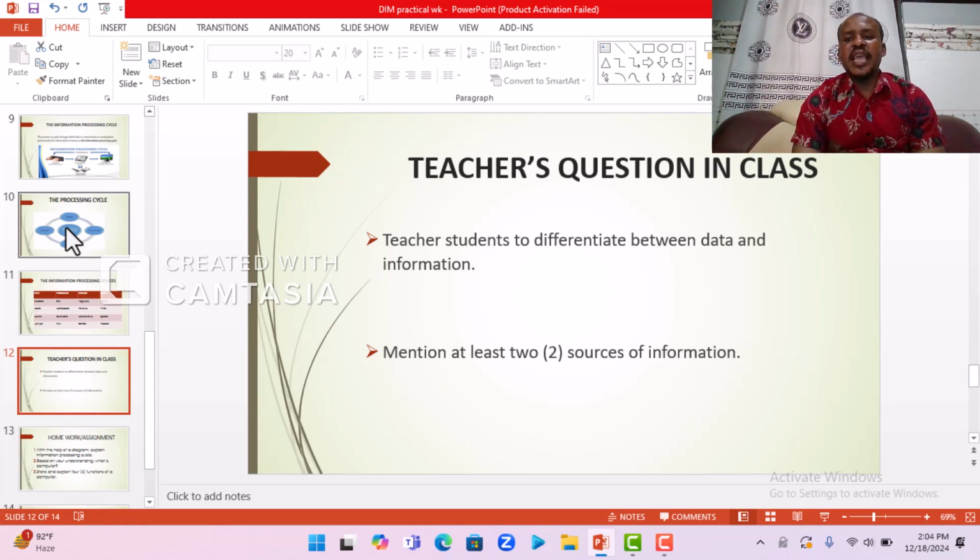Now, teacher's question in class. Teacher asks students to differentiate between information and data. Differentiate between information and data. Students were able to express themselves on information and data. Mention at least two sources of information.